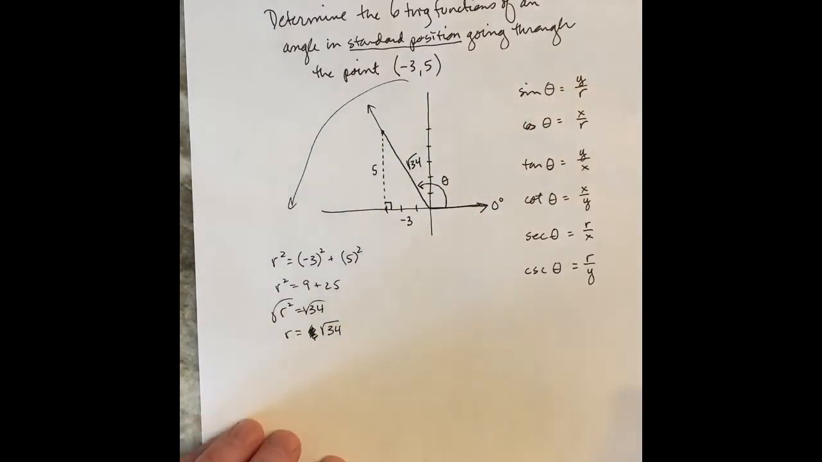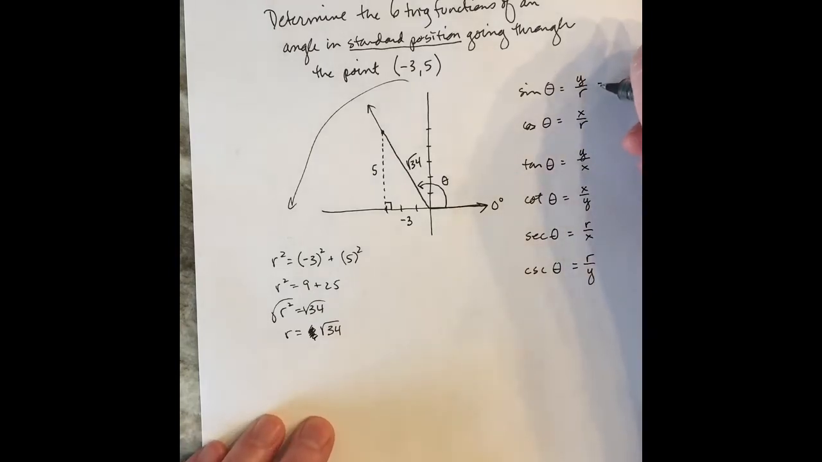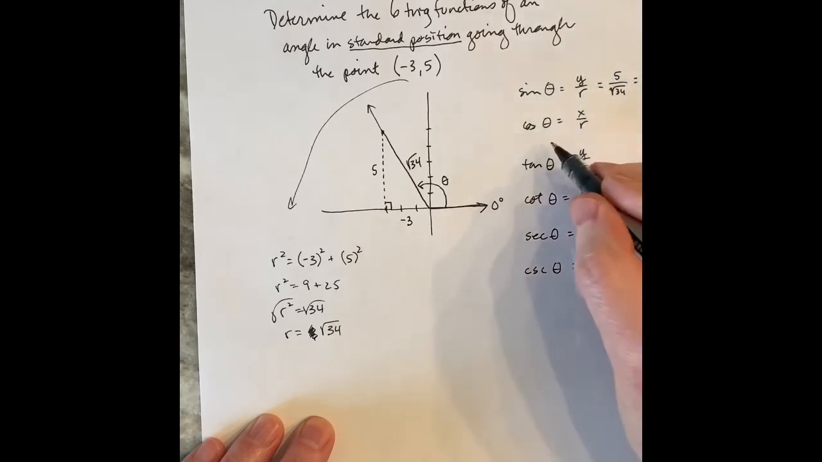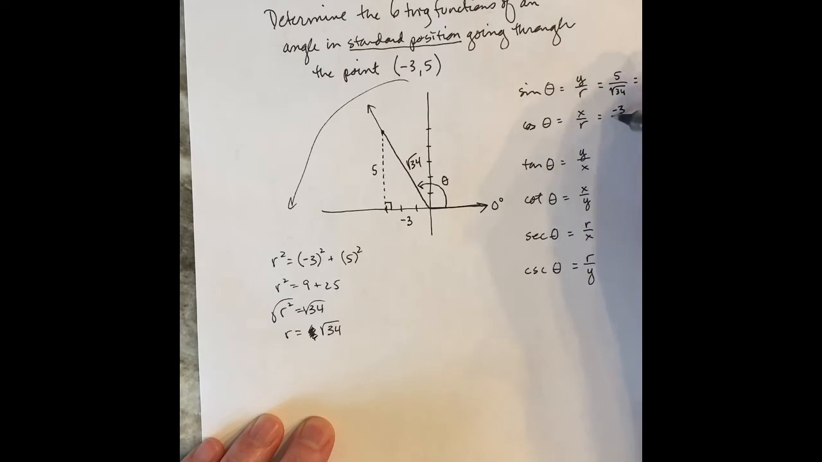Now from these, I just fill in my trig functions. So the sine, 5 over the square root of 34, I rationalize, 5 root 34 over 34. Cosine, -3 over root 34, and I get -3 root 34 over 34. Tangent is y over x, 5 over -3, and we know to never leave a negative on the bottom, so -5/3. Cotangent's the reciprocal of tangent, so -3/5.